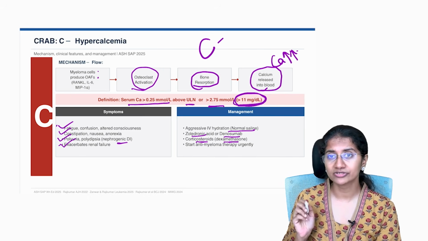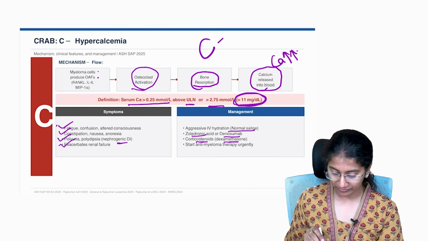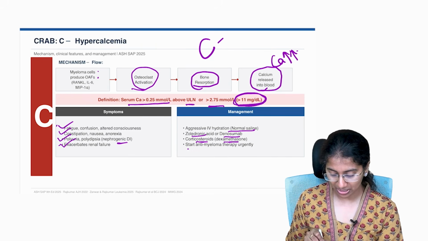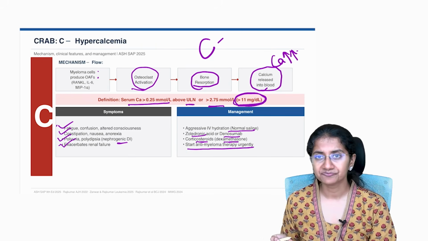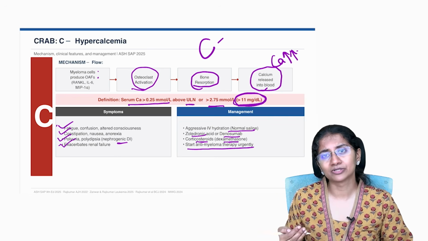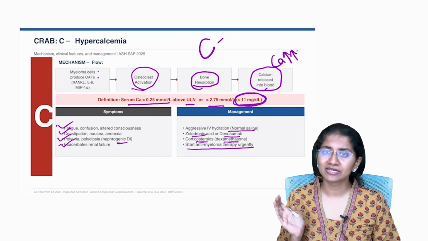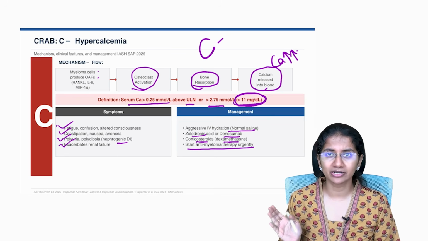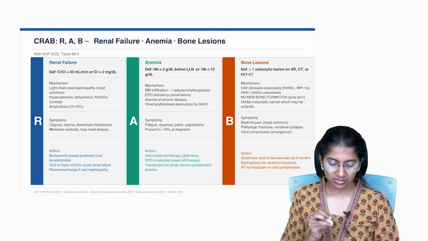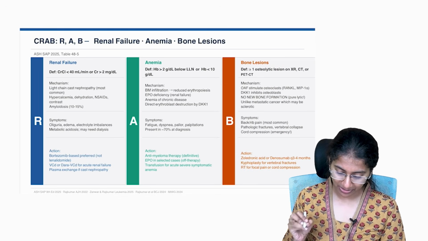Forced diuresis itself is a treatment. So we can go ahead with IV hydration and corticosteroids, and start anti-myeloma therapy urgently. Whenever we are giving anti-myeloma therapy, hypercalcemia comes down. Even with a good dose of steroids, if we are starting, it helps a lot. Okay. CRAB: so, renal failure, anemia and bone lesions.